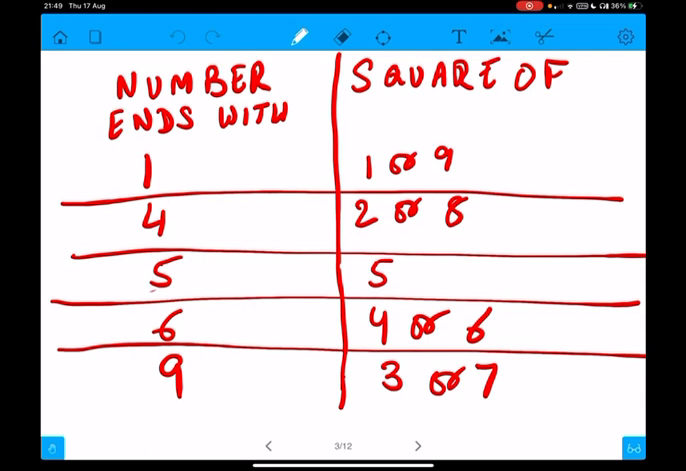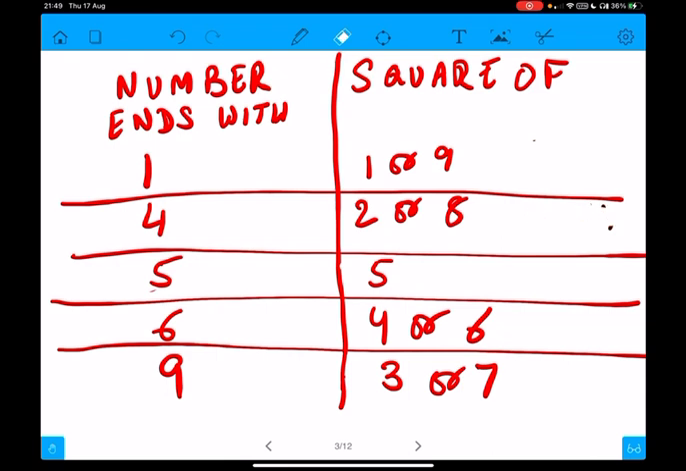If the number ends with 1, then it is the square of 1 or 9. The square of 1 is 1, and the square of 9 is 81, which ends with 1. If the number ends with 4, then it is the square of 2 or 8. The square of 2 is 4 and the square of 8 is 64.